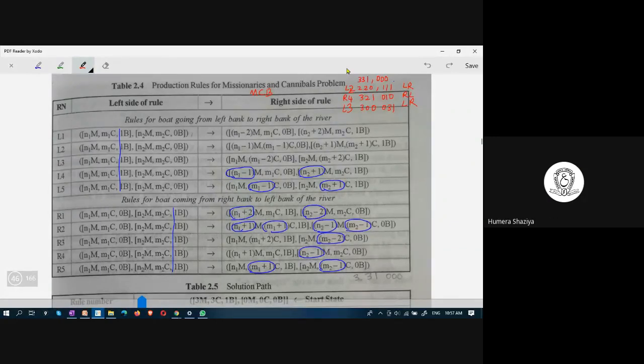Now you have to come from right to left. Of course, one cannibal should come, ma'am. One cannibal should come. 0 to 0 is at the right side. At the left side? 3, 1, 1. Yeah, 3, 1, 1. Which rule? R2, ma'am.